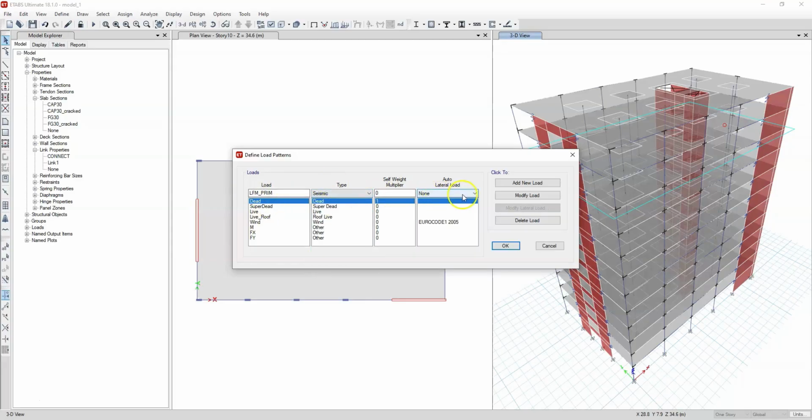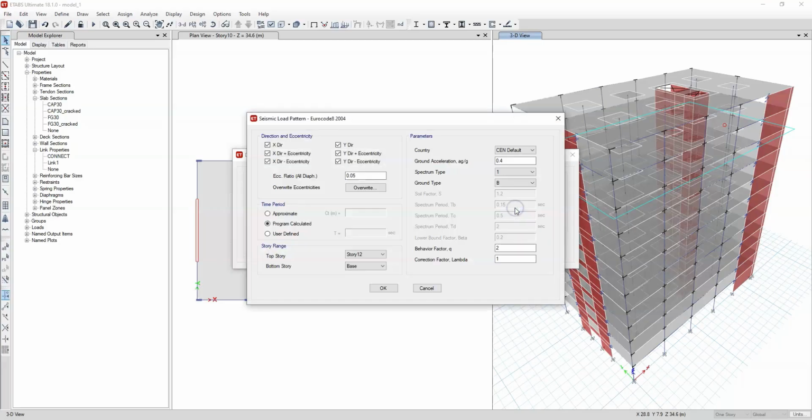We define it as a seismic load following the Eurocode. Using the automated lateral load feature, we are going to modify the lateral load to configure the parameters.